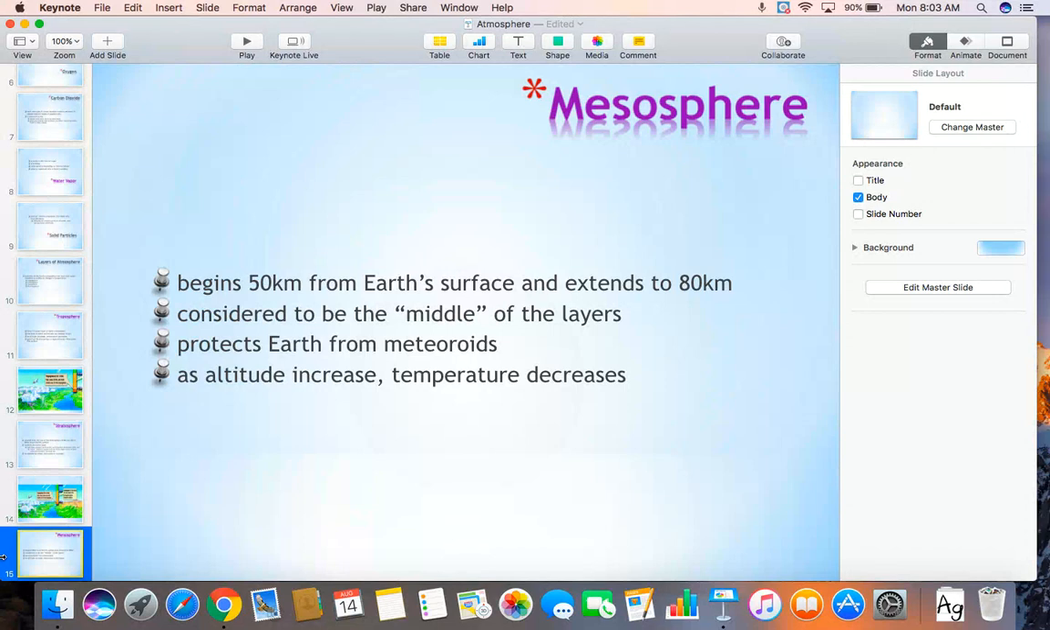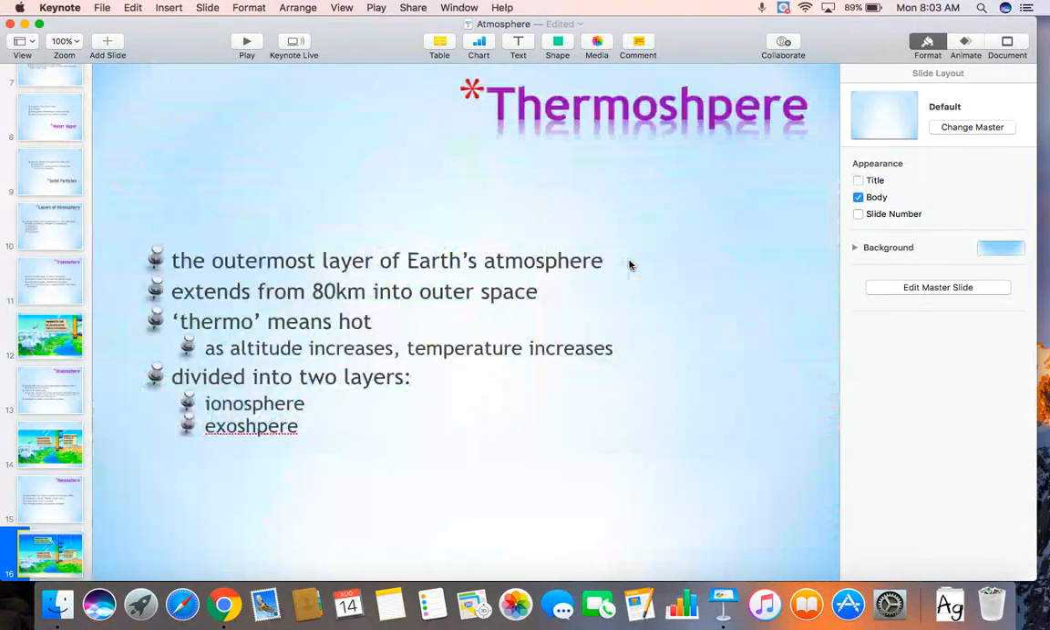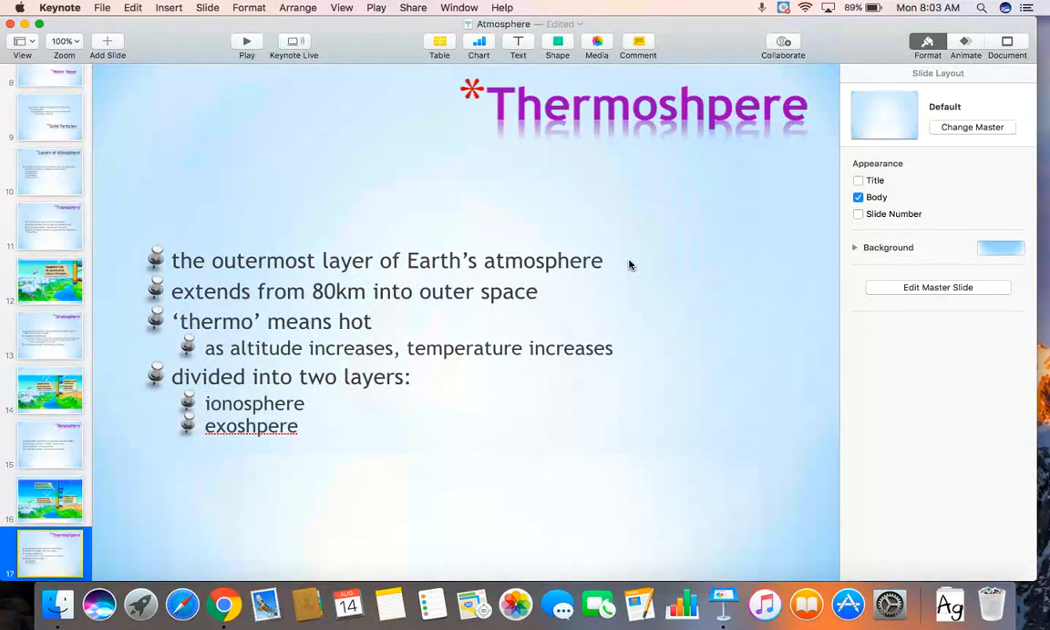Mesosphere. Now, mesosphere, think of mesosphere and middle. It's the middle of the layers, protects Earth from meteoroids as altitude increases, temperature decreases. Important layer here, right? So mesosphere again, and then here the scale drawing, you can see kind of like the comets or the meteoroids going through this layer, and once they hit this layer, they generally start to disintegrate. So very important layer.